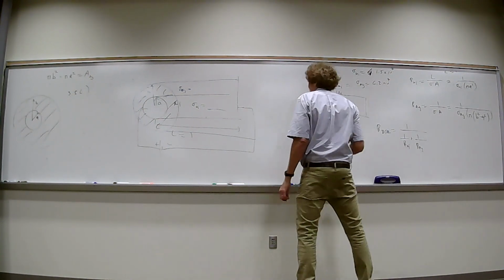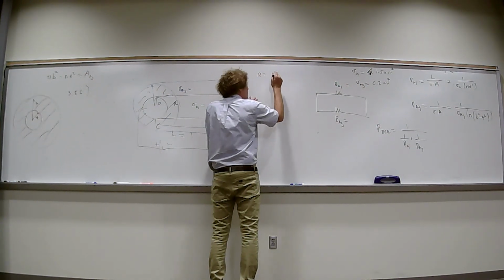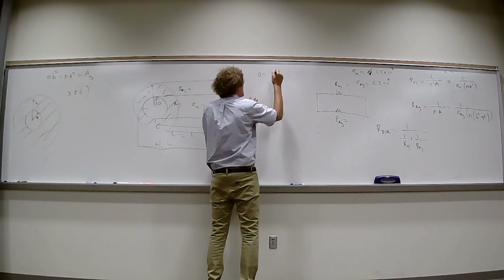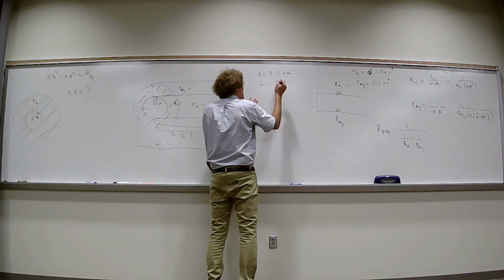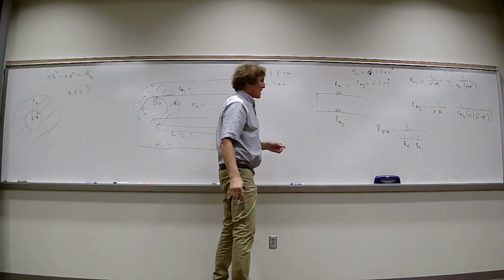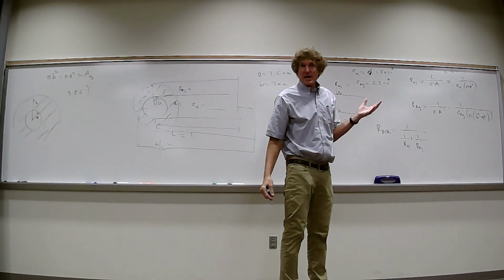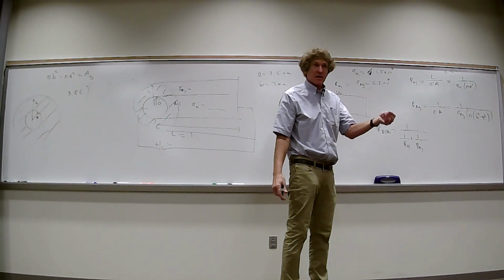What is A, the inner radius? The inner radius will be 2.5 millimeters, and B is 3 millimeters. Okay, you can do this as quickly as I can. But now it's just plug and chug, right?